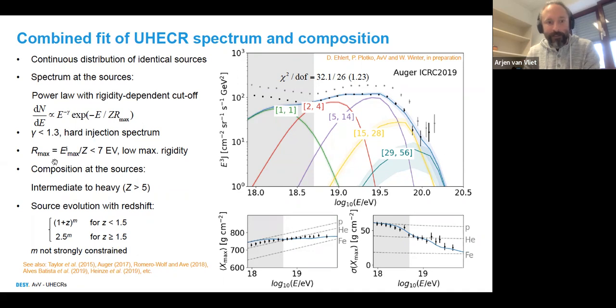And then if you combine it all together and take the different free parameters like the spectral index, the maximum rigidity, and composition at the sources and the source evolution, and then use this to fit both the spectrum of ultra-high-energy cosmic rays and the composition of ultra-high-energy cosmic rays, then generally speaking, what you get is a relatively hard injection spectrum, relatively low maximum rigidity, and basically the composition at the sources is somewhere between intermediate to heavy, and source evolution is rather unconstrained.